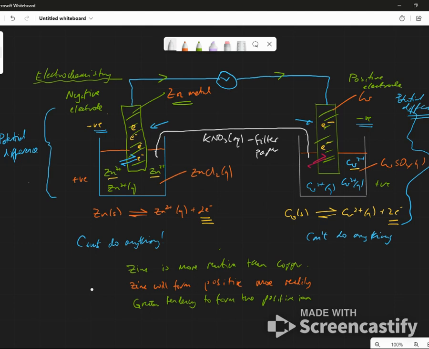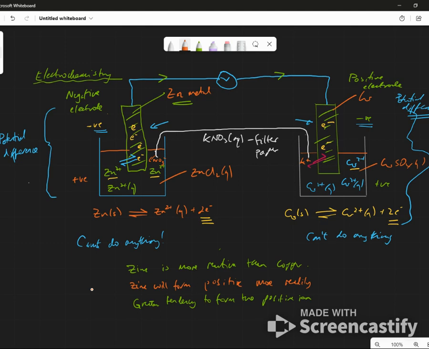Now, what happens is electrons keep leaving the zinc, and because electrons keep leaving the zinc, negative ions will come and join this solution. So nitrate ions come in here. Electrons keep joining the copper side, so that gets more negative, and because of that, positive ions join here from the salt bridge. And it keeps the electrons flowing. It keeps the two solutions different, as it were. It keeps the potential difference between the two.